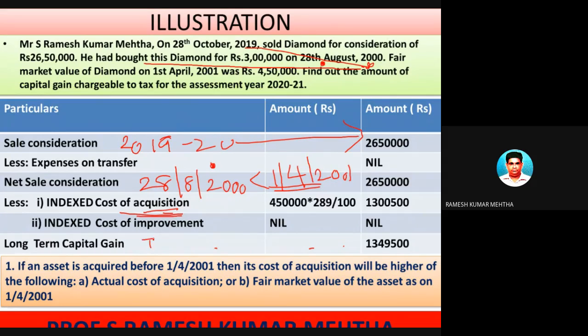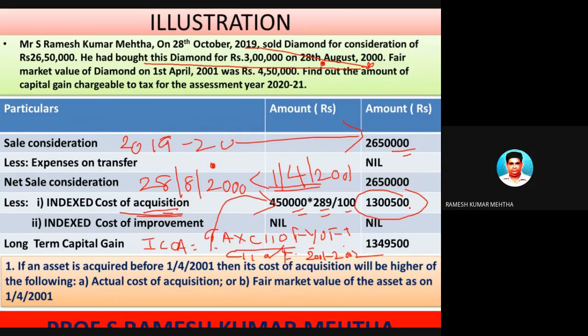So indexed cost of acquisition is equal to cost of acquisition into CII of the year of transfer of the asset, divided by CII of 2001-2002. So if you adopt this formula and insert the values, 4.5 lakhs into 289 by 100 is equal to 13 lakhs. From 26 lakh 50,000, you remove 13 lakhs, you will get 13 lakh 49,500. So this is the answer.